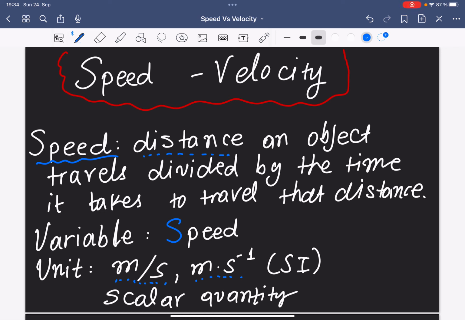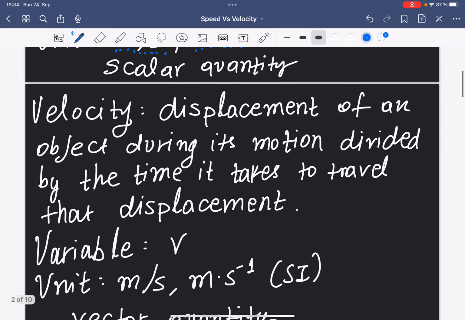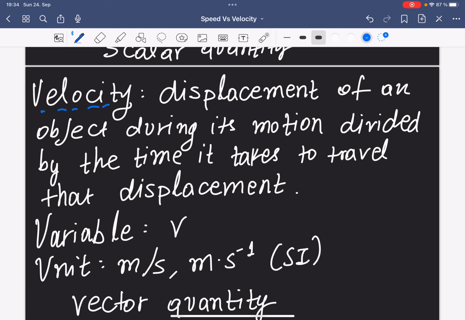As I said, speed is a scalar quantity, which means it only requires a magnitude to be defined, like a size, a number, and nothing about direction. Why? Because it is defined through distance that we have identified already as a scalar quantity. If you want to know more about the differences between distance and displacement, please watch the previous video that we posted recently.